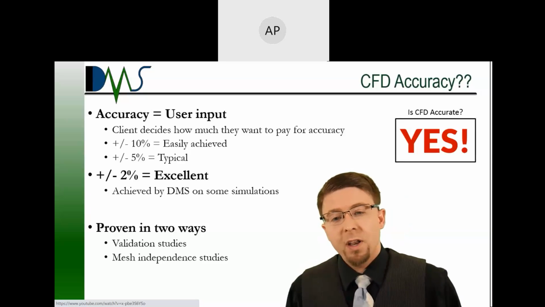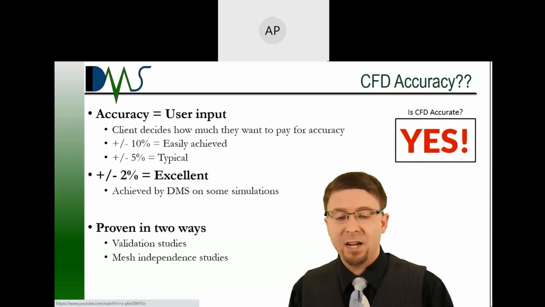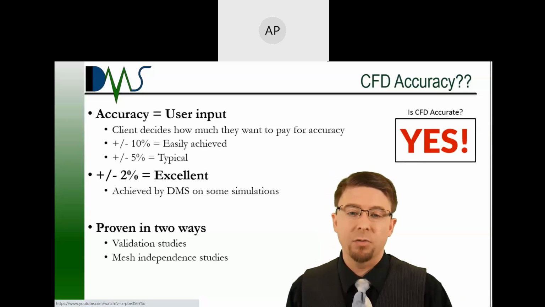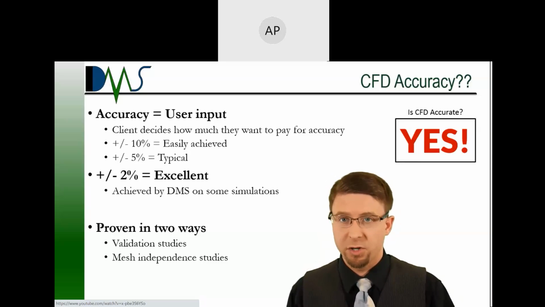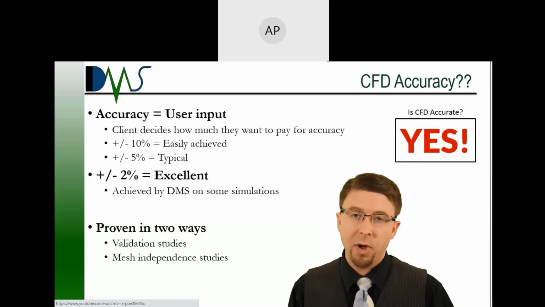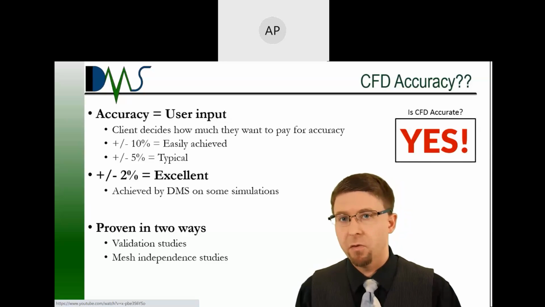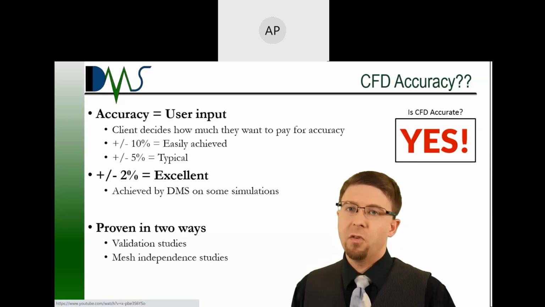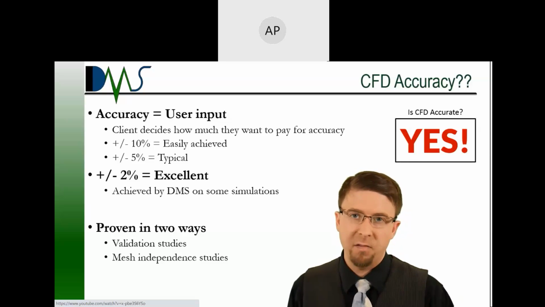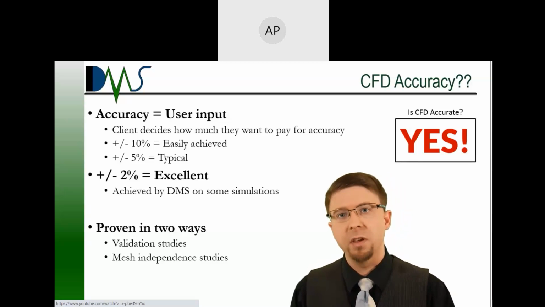So what kind of accuracy can you get out of CFD? You as the client actually get to decide how much accuracy you want to pay for. The higher accuracy you want, the more time we have to spend with the computer crunching the numbers. So what can you actually achieve? Plus or minus 10%, that's very easy to achieve for most CFD problems. In general, for industrial CFD, you should expect plus or minus 5%. I would say that's a typical requirement for a CFD simulation.